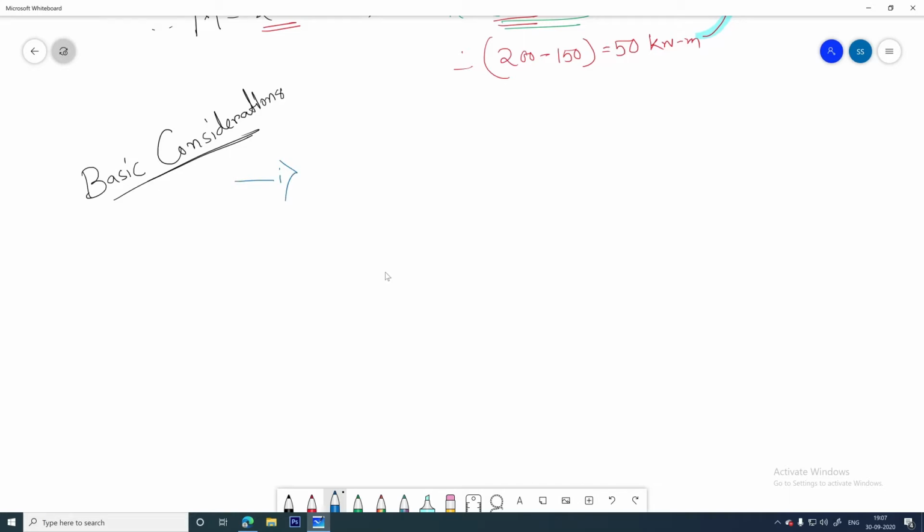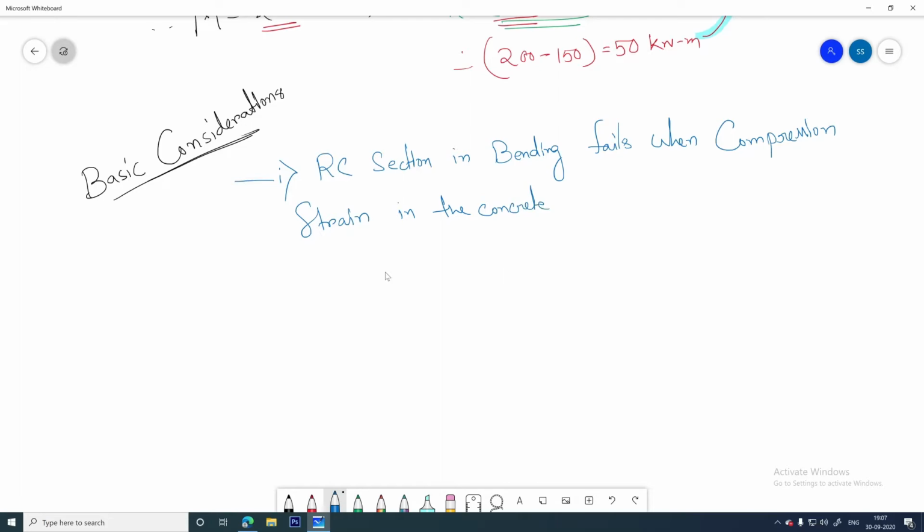RC sections in bending fail when the compression strain in the concrete reaches the value of 0.0035.